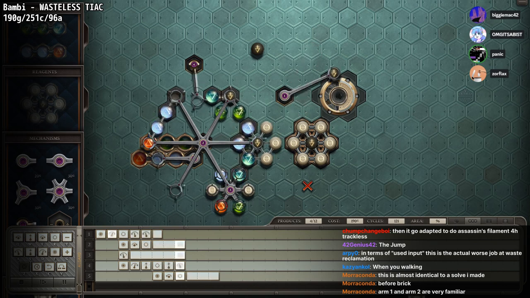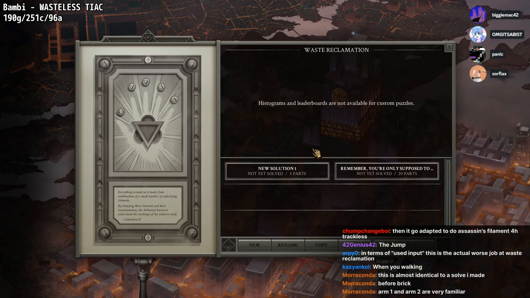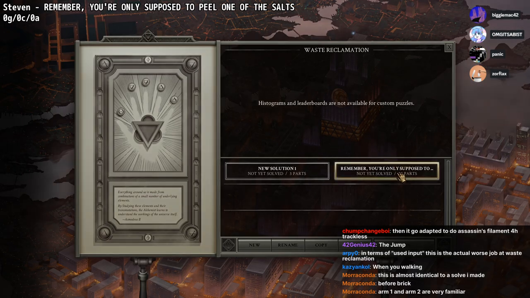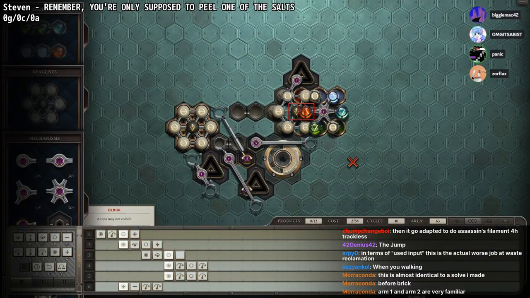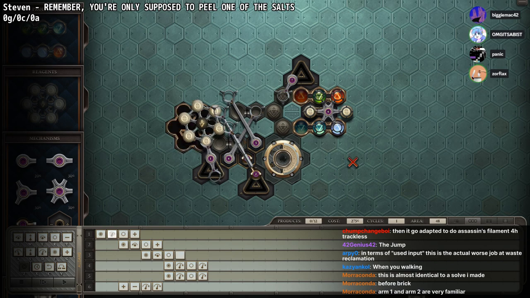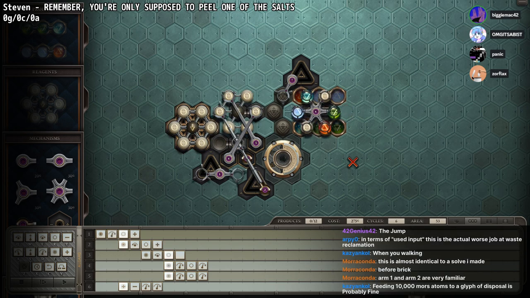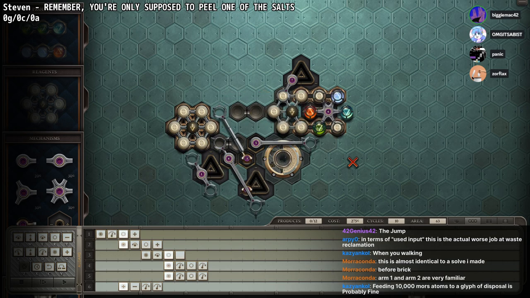What is this? Solved. I guess it's... What's the name? Remember, you're only supposed to peel one of the salts. It's a showcase, solves aren't validated at all. The whole point was that Steven wanted to submit a solve where the Brillo kissed the moors. He crashes into the moors.